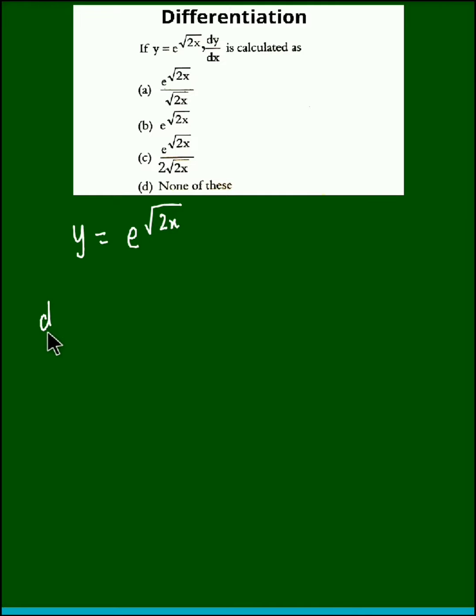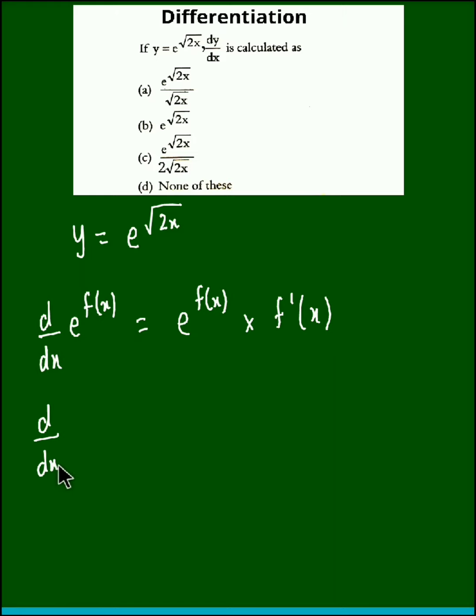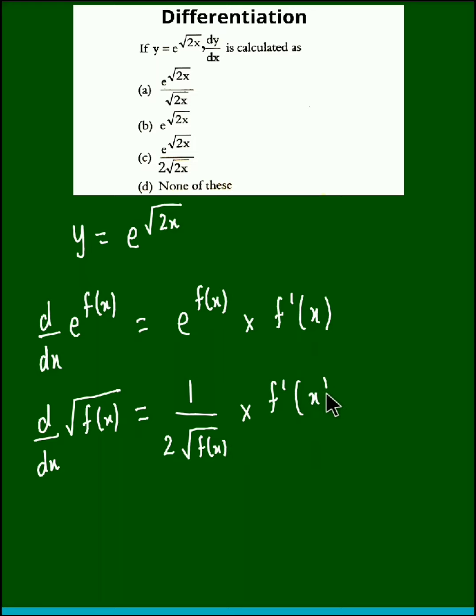Now we know that derivative of e raised to f(x) is given as e raised to f(x) times derivative of f(x), that is f prime x. And we would also be requiring one more chain rule, that is derivative of root f(x). So this is a combination of two chain rules. So root f(x), the derivative is 1 upon 2 root f(x) into derivative of f(x), that is f prime x.